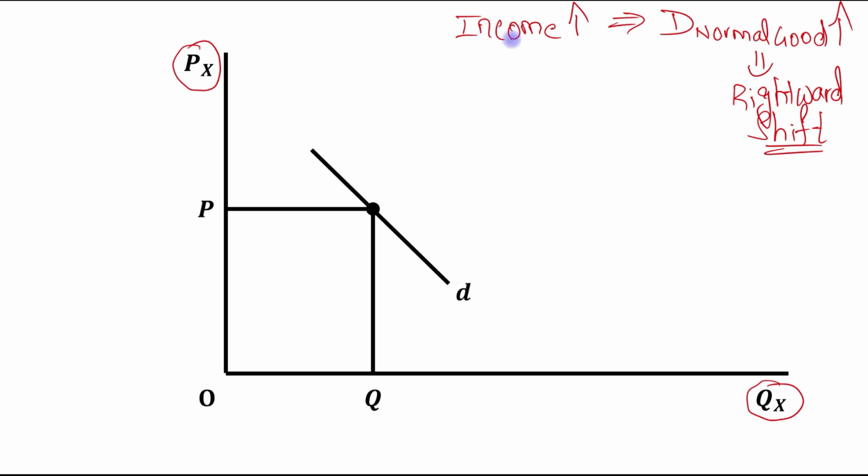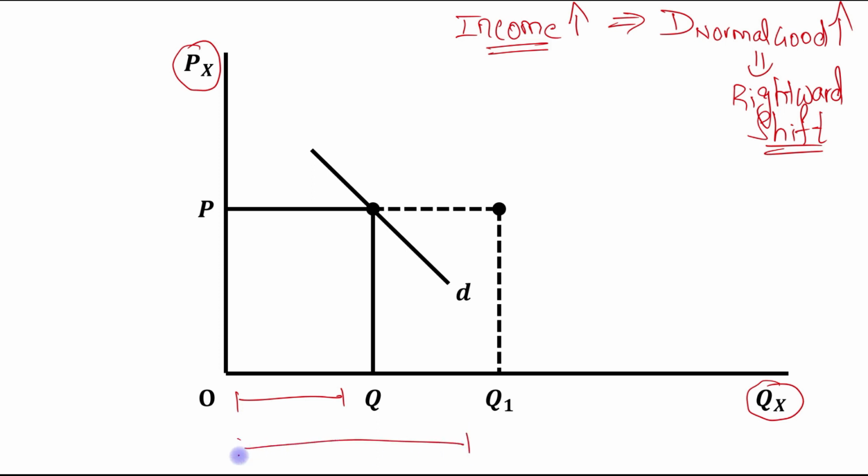Now suppose that the income level of the consumer is increased. In that case, if good X is a normal good, then the demand for good X will be increased. And if demand for good X is increased, it will lead to a rightward shift in demand curve. So we can show it in this way. Earlier the demand was OQ and now it has been increased to OQ1. And this will lead to a rightward shift in demand curve from D to D1.